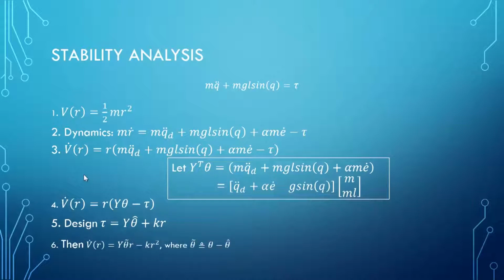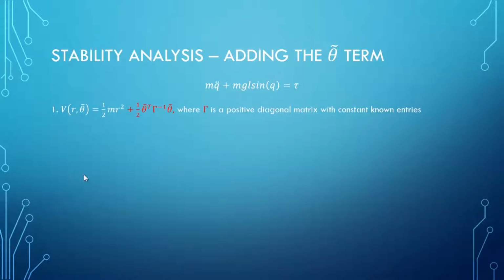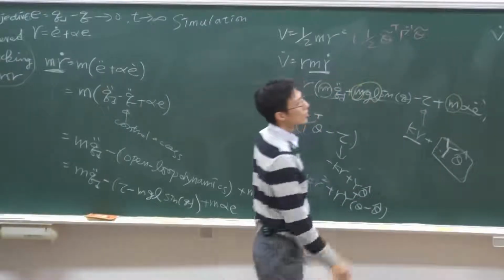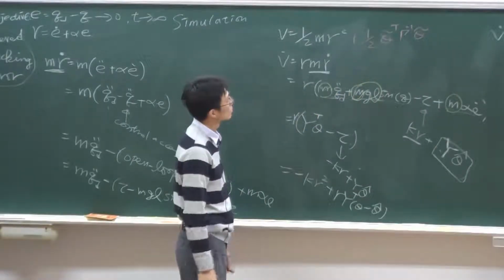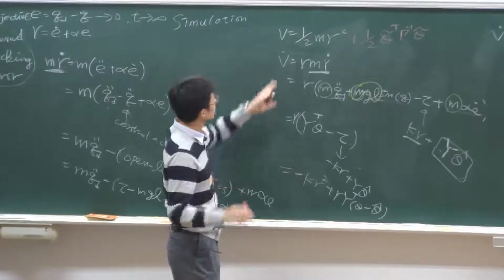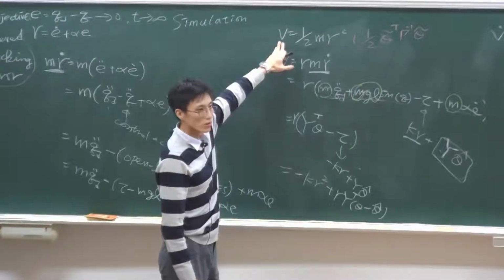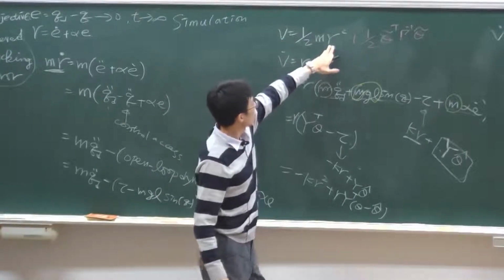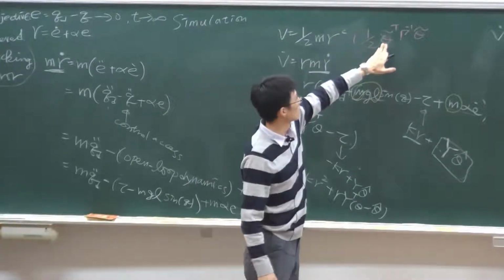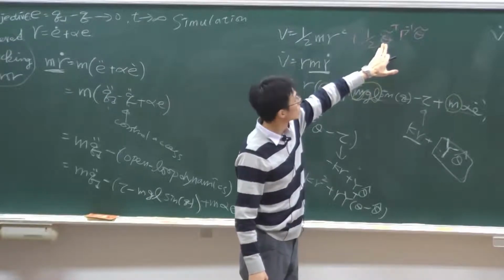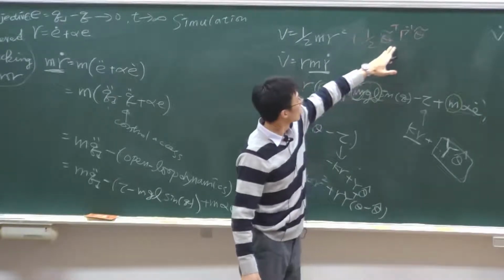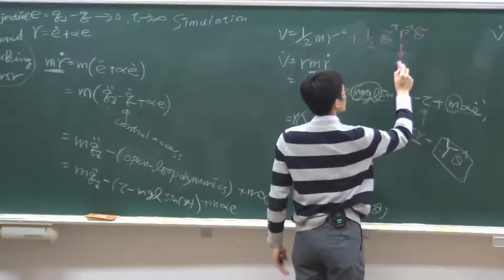So the difference is, it cannot be canceled, okay? So next we modify the Lyapunov function as this. We add another term. And we want to show that V will eventually go to 0. And that means R will be 0, theta tilde will be 0. Does this make sense? And this is some constant matrix.